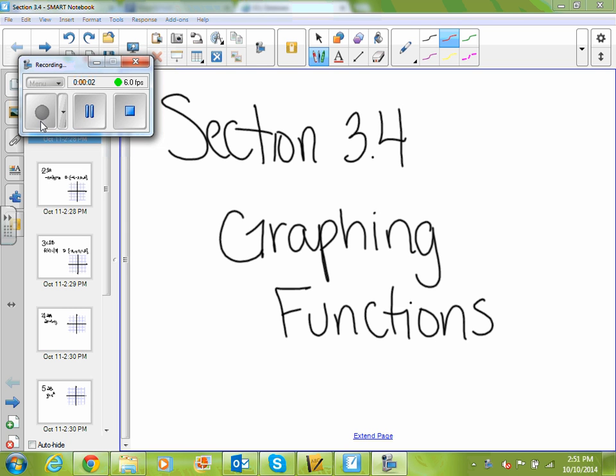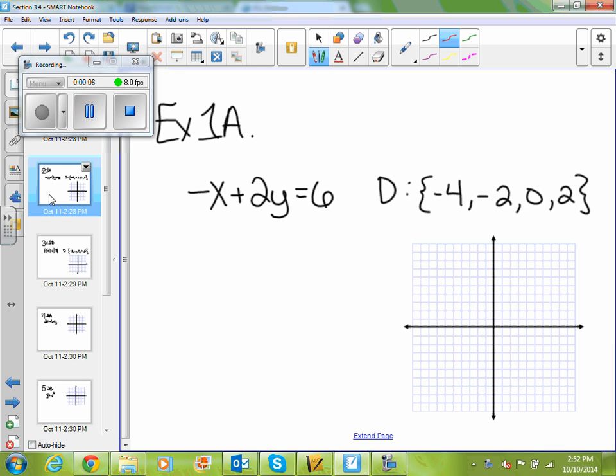Okay, so today we're going to go over 3.4, which is how to graph functions. If we look at example 1a, we have negative x plus 2y equals 6 for our domain of negative 4, negative 2, 0, and 2. If we remember, our domain is always referring to our x values, so I know that those are my x values that I'm going to graph.